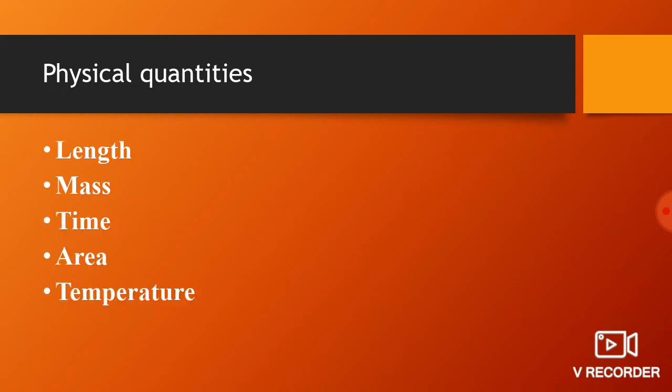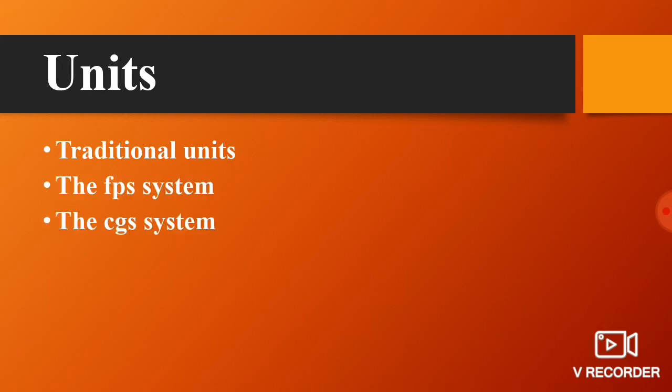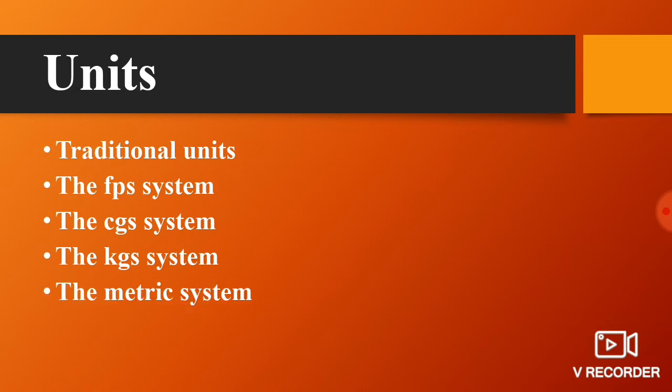In unitary measurement, the first topic we see is about the physical quantities. Some of the physical quantities are length, mass, time, area and temperature. Second, we see about the units. Some of the units are traditional units, the FPS system, CGS system, KJ system and the metric system.